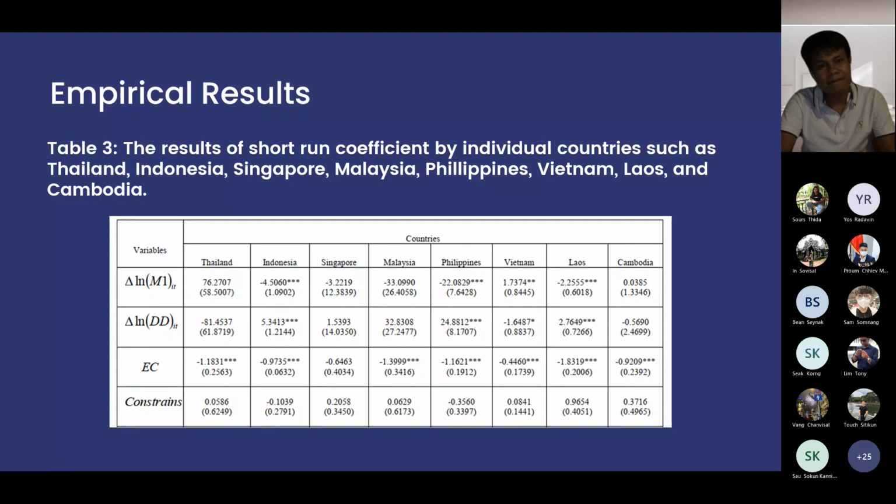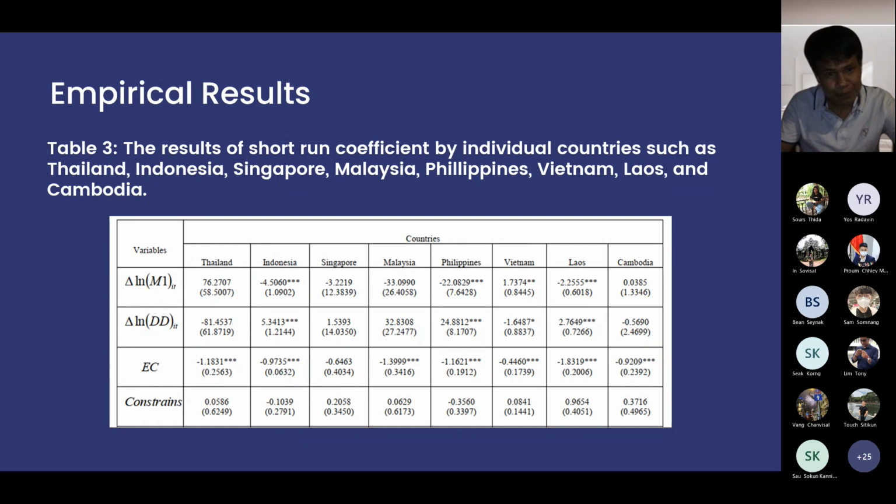So in this table 3, it is a result of the short-run coefficients by individual country in the AEC, or we call it the ASEAN Economic Community. Those countries are Thailand, Indonesia, Singapore, Malaysia, Philippines, Vietnam, Laos, and Cambodia. In this table, the error correction term indicates that there were significant relations in these 7 countries, except Singapore.